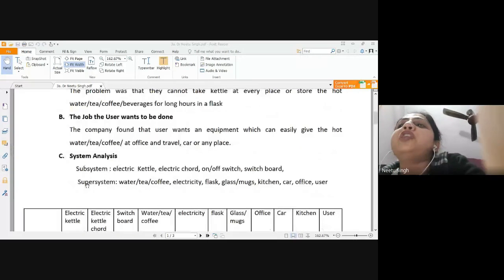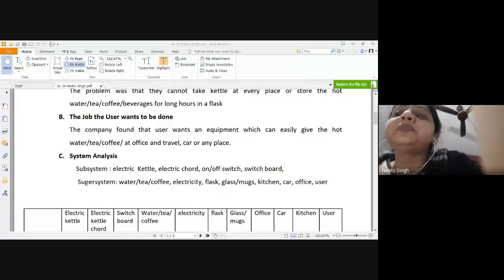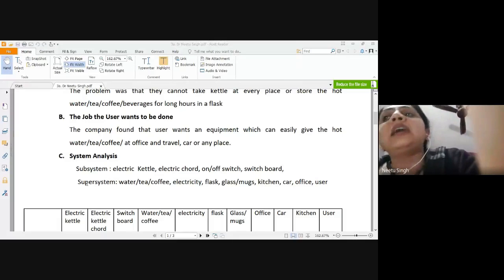So the main problem was that we cannot take a kettle to every place, or store water, tea or coffee beverages for a long time in a flask. What the user basically wants is to carry tea, coffee or water during travel or something like that, but a flask is again a clumsy thing, and a kettle cannot be held.